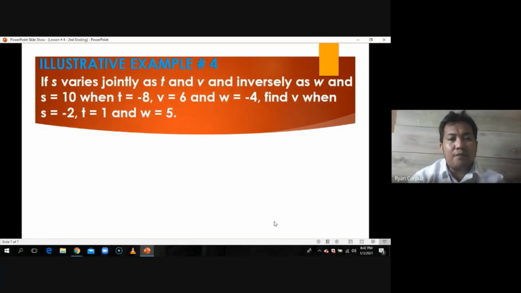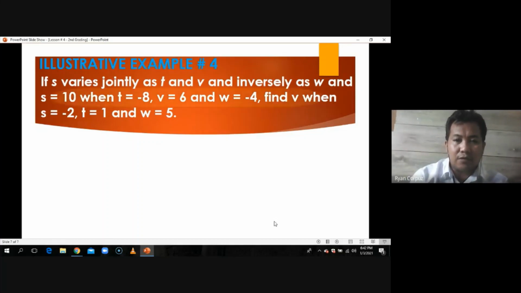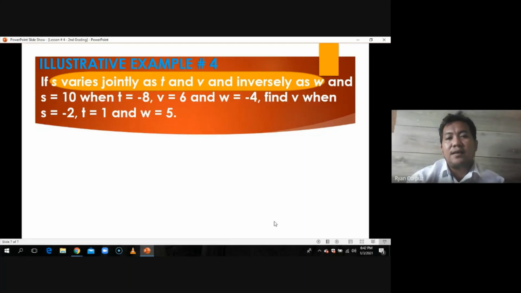So in sample number 4, the problem is: if S varies jointly as T and V and inversely as W, and S is equal to 10 when T is equal to negative 8, V is negative 6 rather, and W is negative 4, find V when S is negative 2, T is 1, and W is 5. So the statement of variation in the problem is this: S varies jointly as T and V and inversely as W.